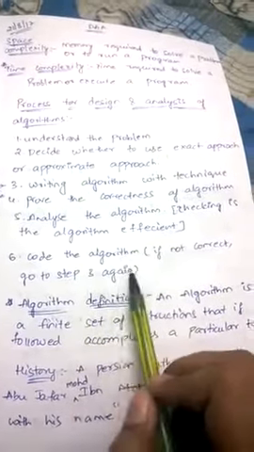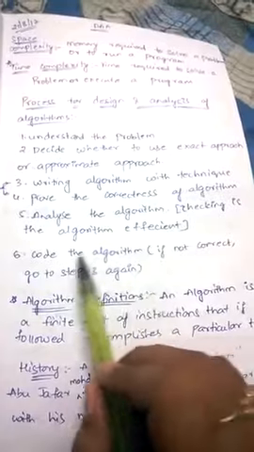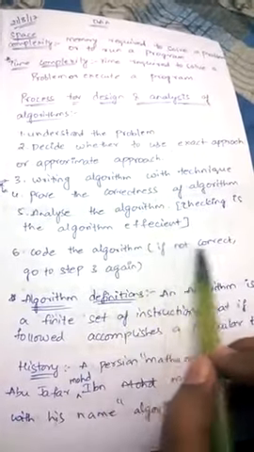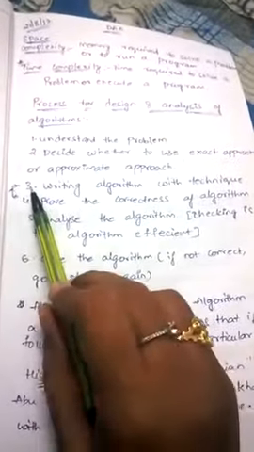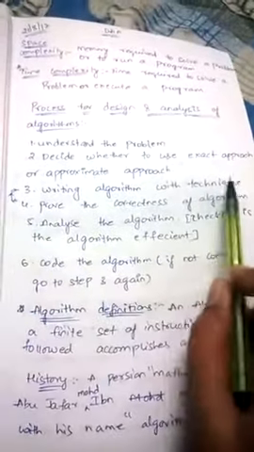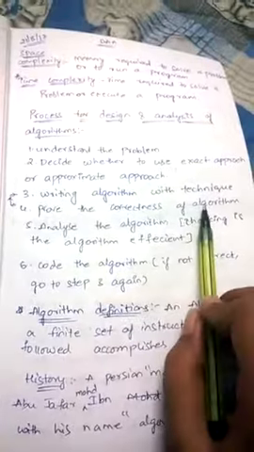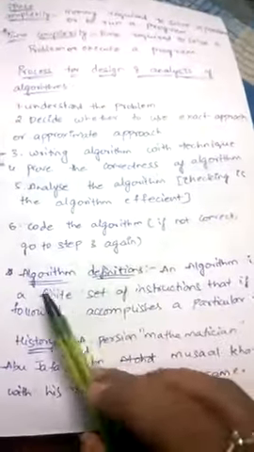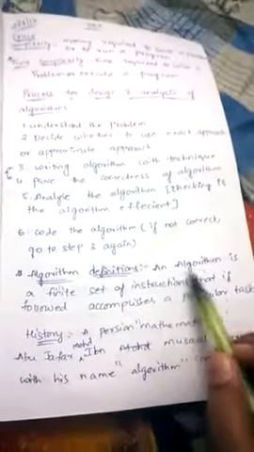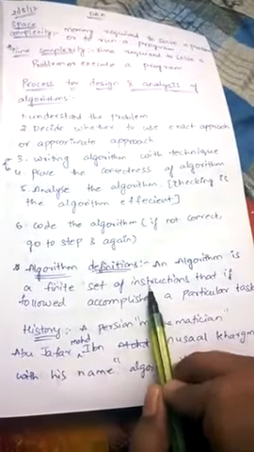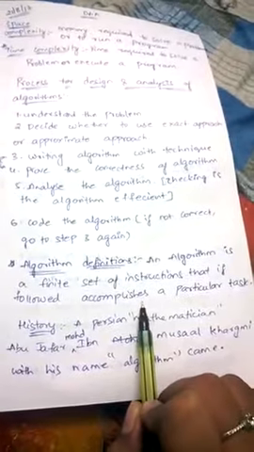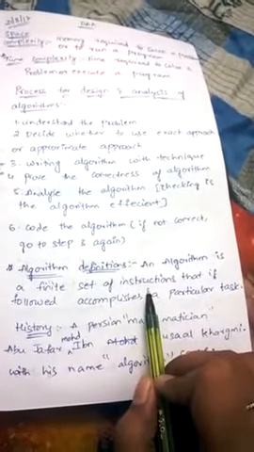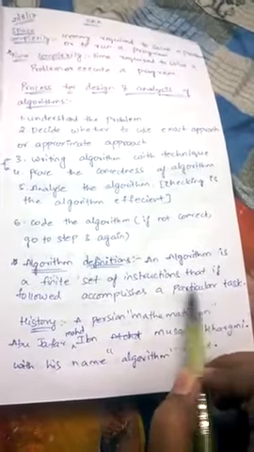Coding the algorithm means we have to verify whether it is correct or not. If it is not correct, then again we have to go to step 3. Again we should write the technique, again we should prove the correctness, analyze, and then code the algorithm. Now, the algorithm definition is: an algorithm is a finite set of instructions that is followed to accomplish a particular task. That is, it is a set of instructions we are following in order to do a particular task.